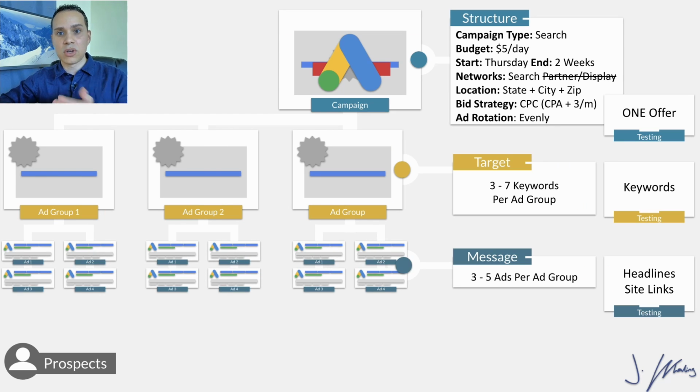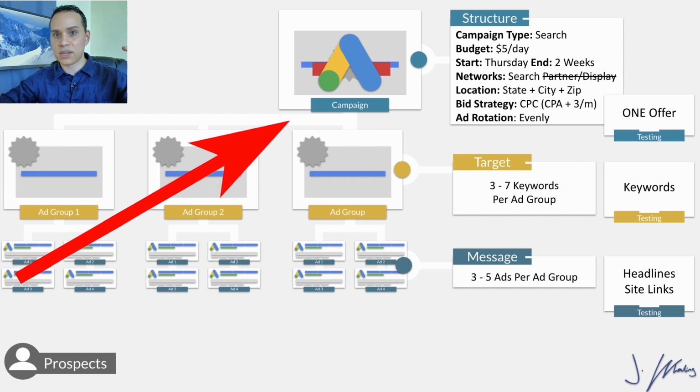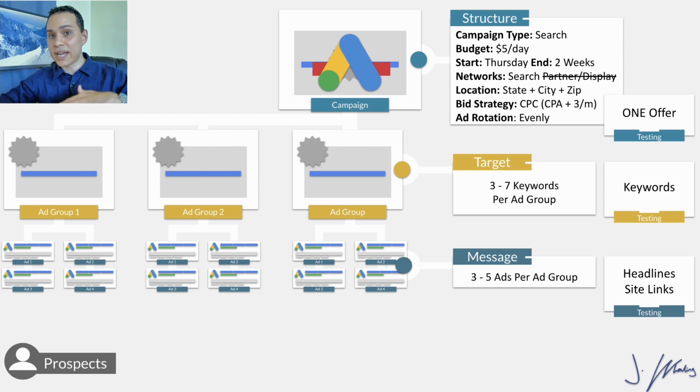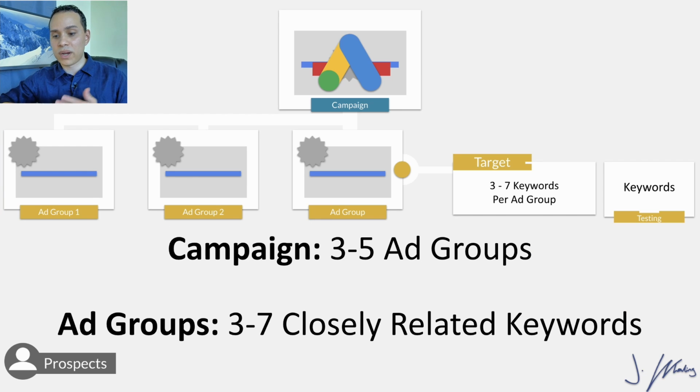So going back to our diagram here, you can see at the campaign level, we are all set good to go. And everything we just did will apply to all of our ad groups and all of our ads. So again, if locations are really important, you're going to set up multiple campaigns for each location that you want to target. So here, what I recommend with your ad groups is having 3 to 5 ad groups and then no more than 7 keywords per ad group.